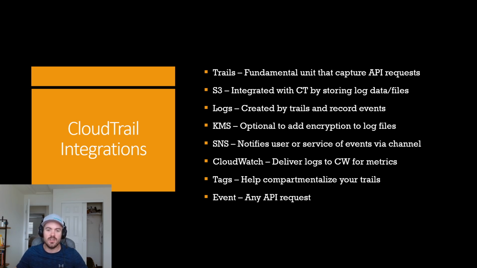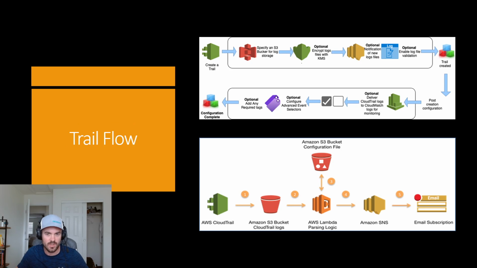We can of course use tags to help compartmentalize our trails. So maybe we would just want to have trails in specific environments. And then of course events. So any API request from anywhere, like we said, maybe the CLI, maybe the SDK, maybe the console. Basically, any API request can be tracked with CloudTrail. So it's very helpful, very utilitarian service.